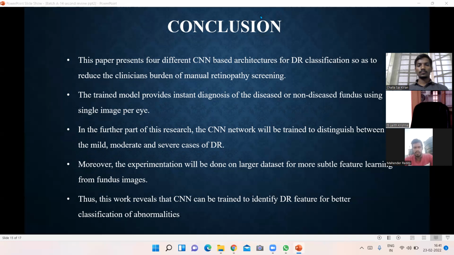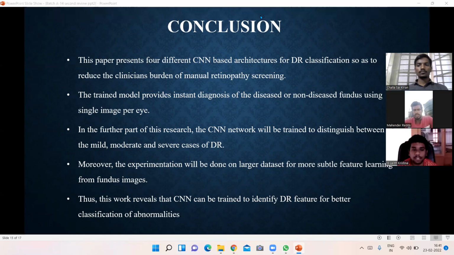Moreover, the experimentation will be done on a larger dataset for more susceptible feature learning from fundus images. Thus, this work reveals that CNN can be trained to identify DR features for better classification of abnormalities. Thank you.